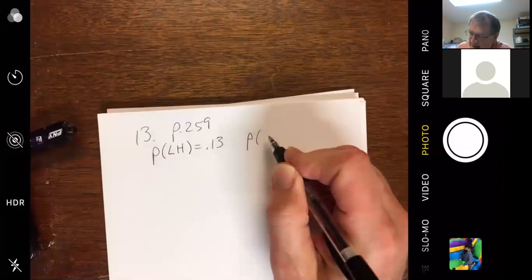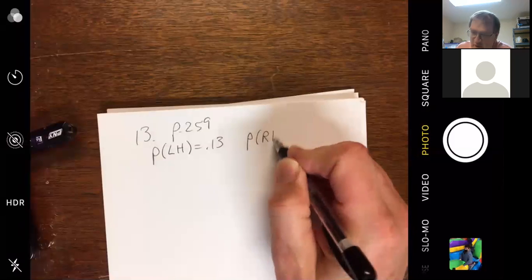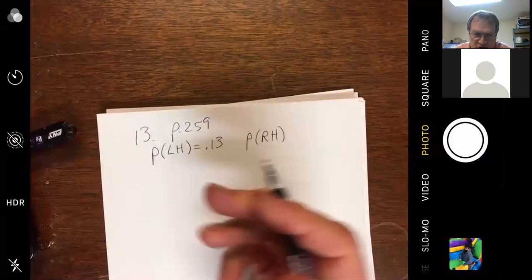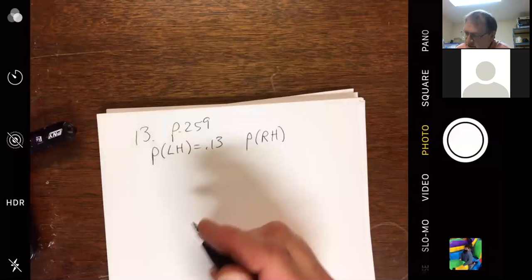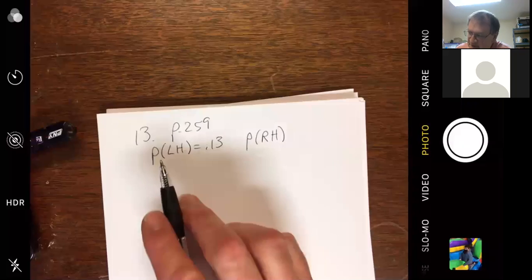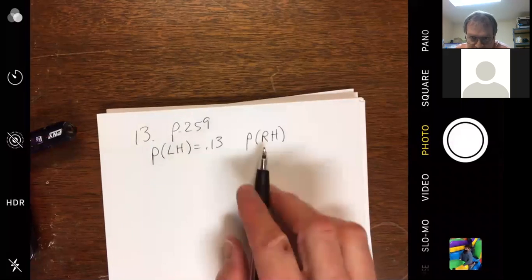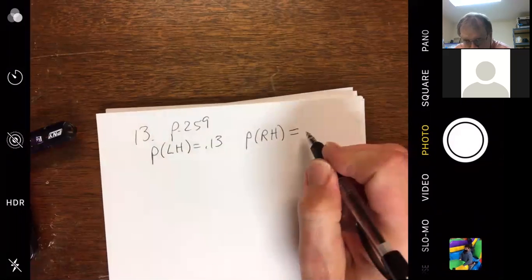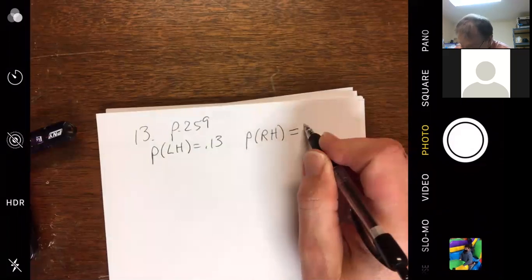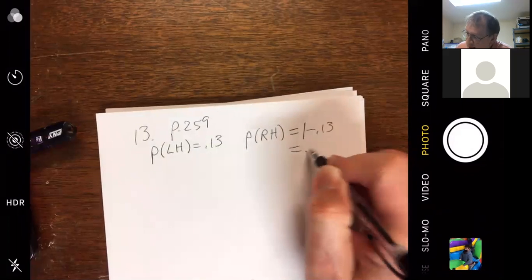We're going to need its complement. We'll assume it's right-handed. We'll ignore anybody who's ambidextrous, who can use both. We'll just assume the universe is left-handed and right-handed. Can you tell what that would be? Yes, it should be 0.87. Very good. 1 minus 0.13. It's a complement, 0.87.